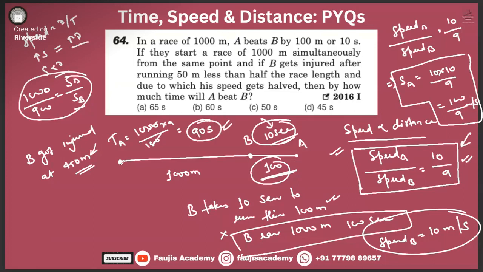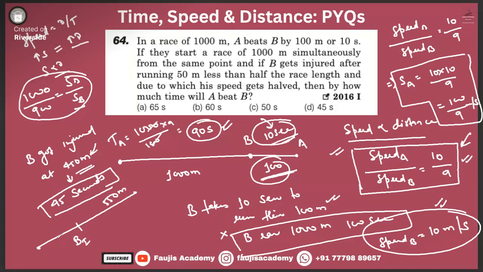Now B got injured at 450. So for reaching 450 meters, how much time would he have taken? 45 seconds. Let's say B is running over here, and B got injured over here. Still 550 meters of the race is remaining for him, but now his speed is half. He is running at 5 meters per second. How much time will he take? 110 seconds to run this 550 meters.